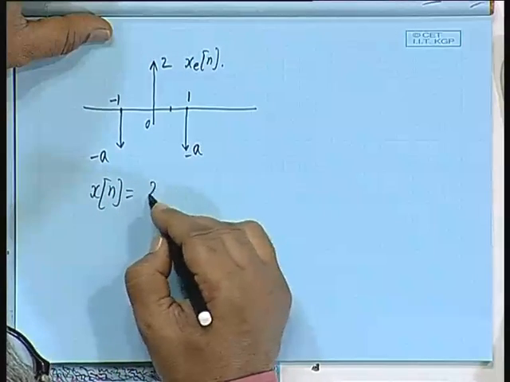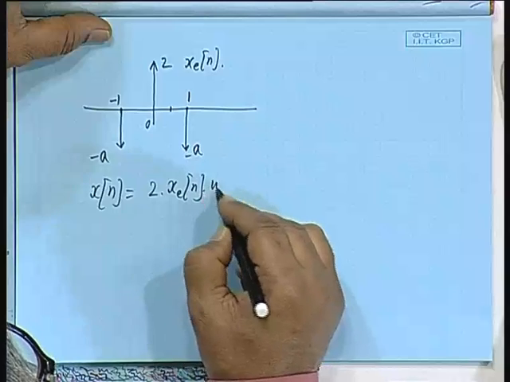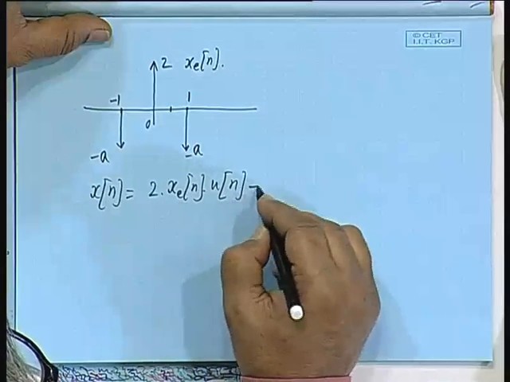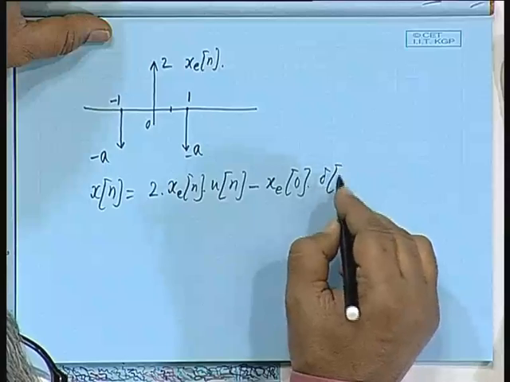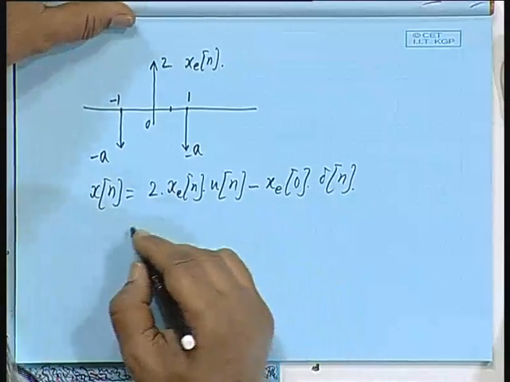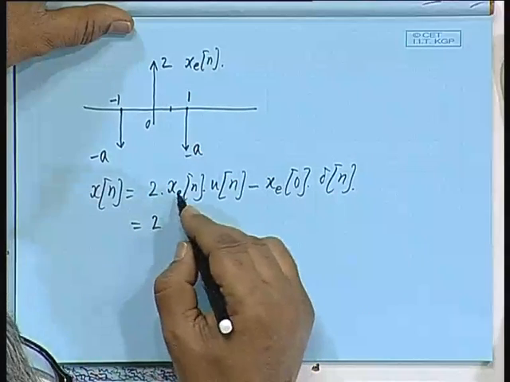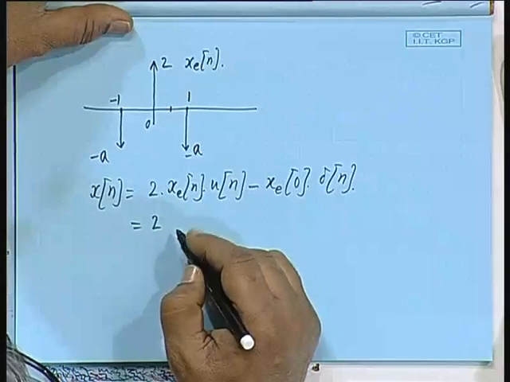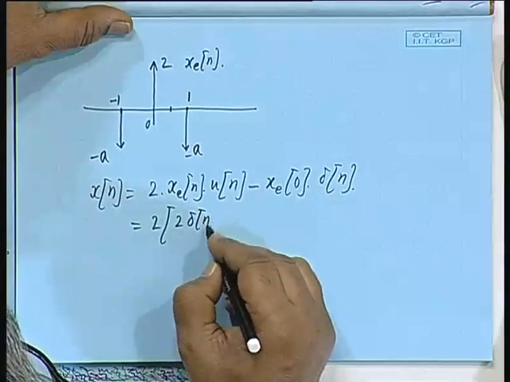Xn we know is twice Xen into Un minus Xe at 0 into delta n, is it not? And this we are using quite often. So, how much is it? 2 into Xen is 2 into delta n.